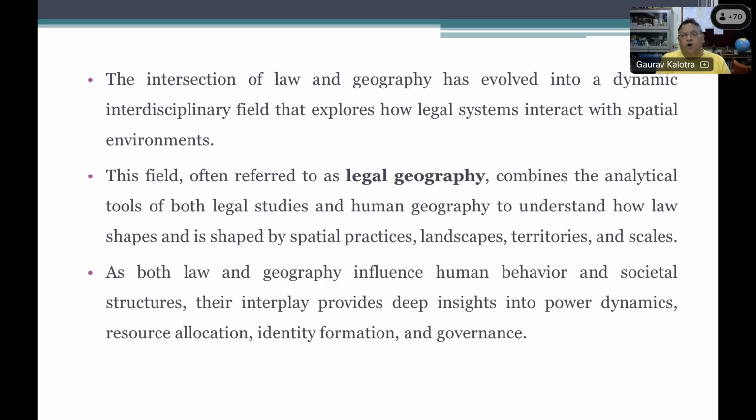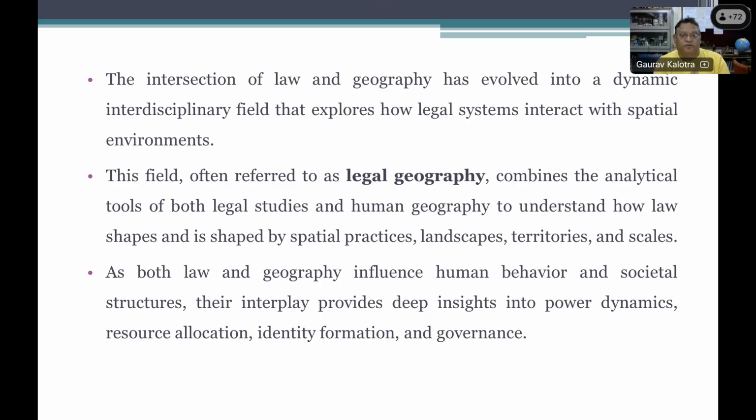Now, the intersection of law and geography has evolved into a dynamic interdisciplinary field that explores how legal systems interact with spatial environments. This field is often referred to as legal geography, which combines the analytical tools of both legal studies and human geography to understand how law shapes and is shaped by spatial practices, landscapes, territories, and scales. See, as geographers, we say that geography is the mother of all disciplines. Okay, so you can think of any discipline.